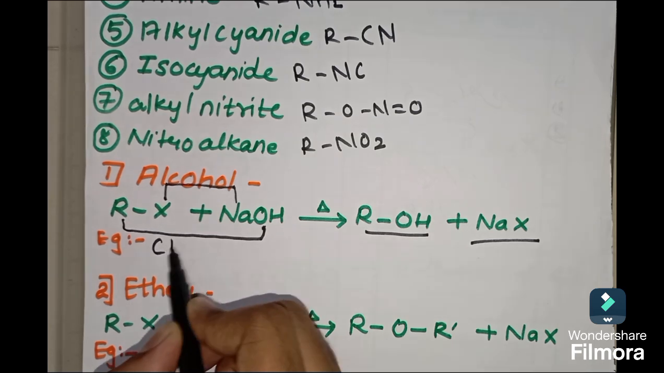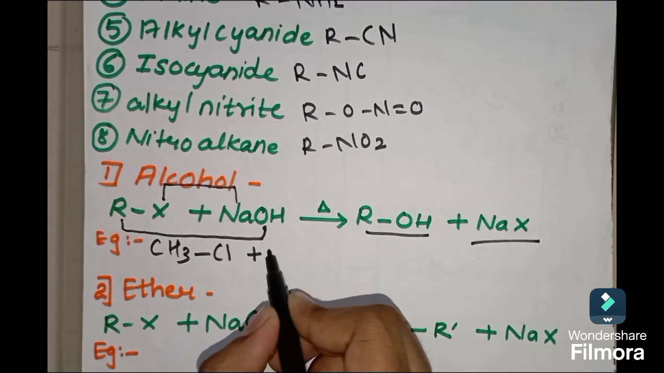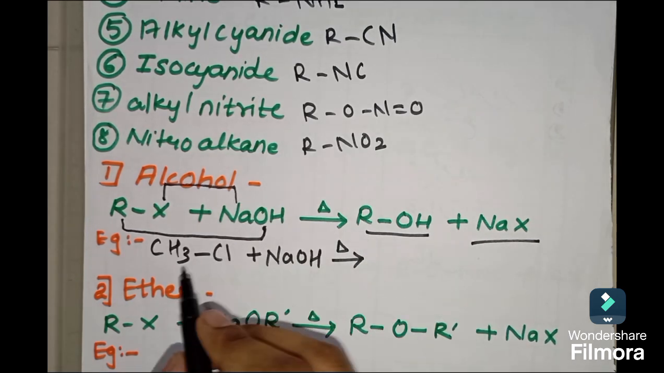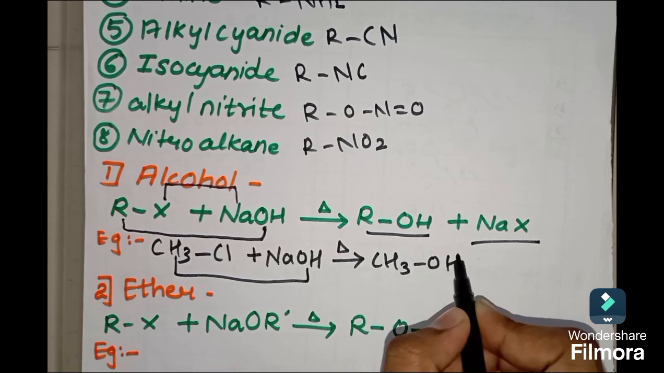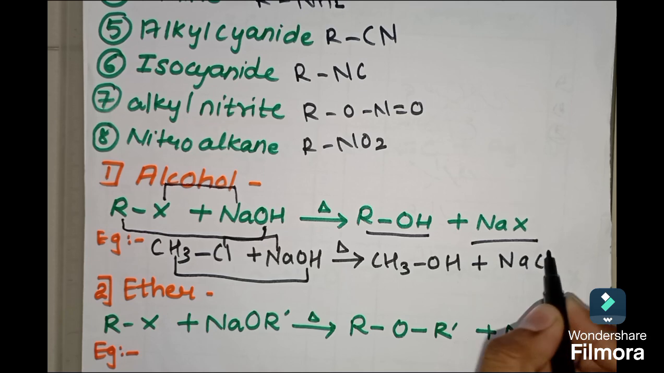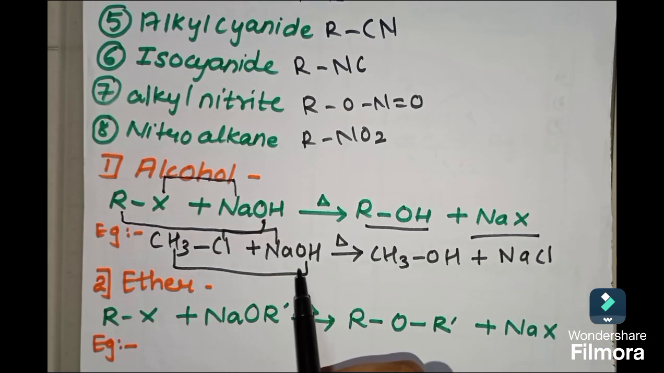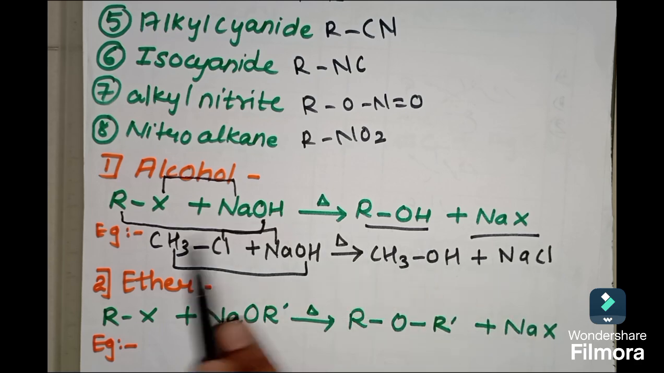Now we are going to take one example. CH3Cl, that is chloromethane. When it reacts with sodium hydroxide and is heated, it forms CH3OH, that is methanol, plus NaCl, sodium chloride. If you have to write the statement of this reaction, you will write: when chloromethane is heated with sodium hydroxide, the products formed are methanol and sodium chloride. So here alcohol is formed.